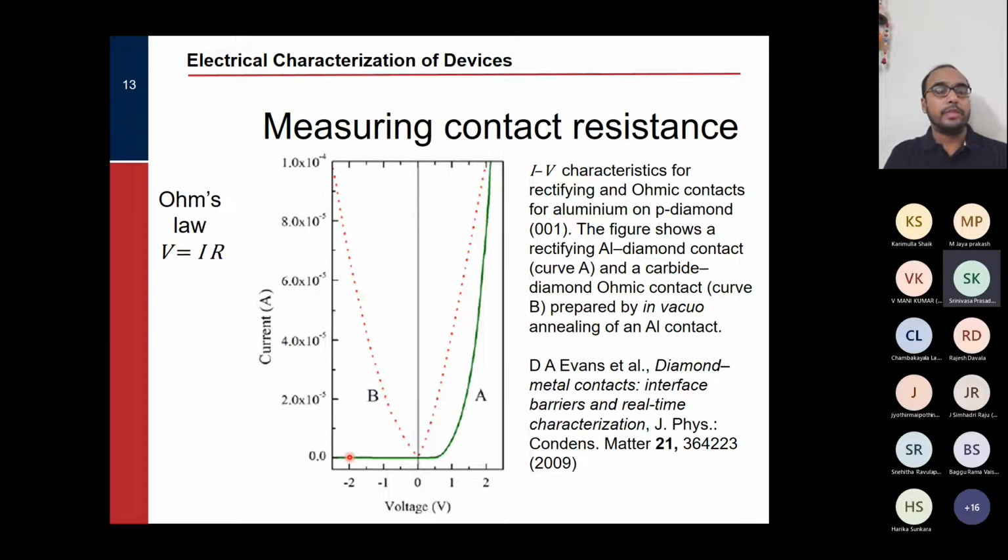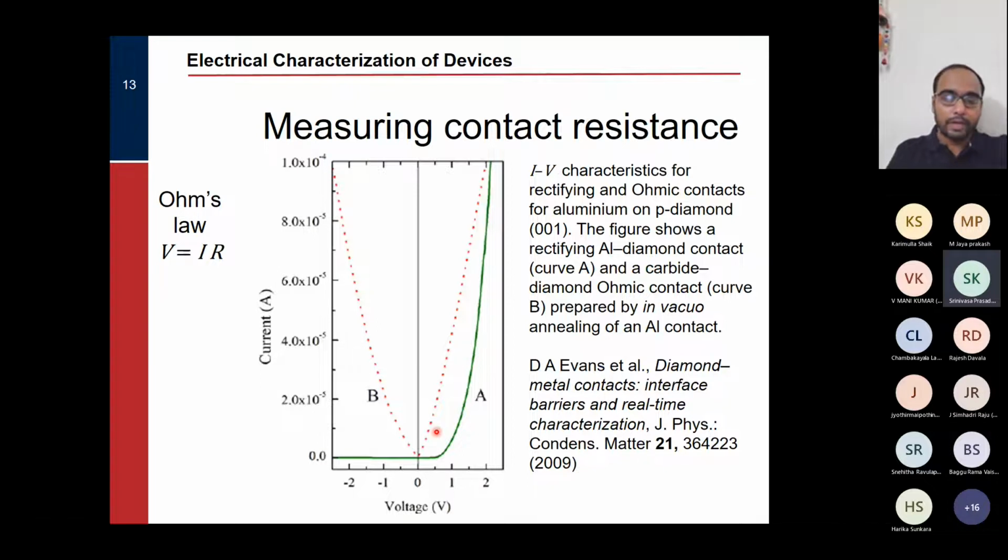But that is not good. It means that if my current tries to flow from left to right or right to left, then the behavior is different. That is totally not acceptable in a device. But if I look at curve B, then I can see that the forward and reverse bias behavior are almost symmetric or identical. So whether the current is flowing from left to right or right to left, it gives me the same type of behavior.